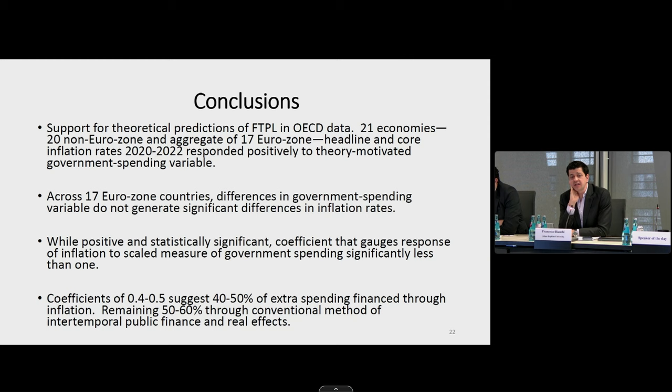What we find is that the coefficient for this amount of spending is statistically significant. It's around 40-50%. So there are two ways to interpret these. The first one is that the remaining part is going to be financed by future increases in taxes. The alternative interpretation is that part of the financing came from a rebound of the real economy, possibly triggered by the increase in spending.